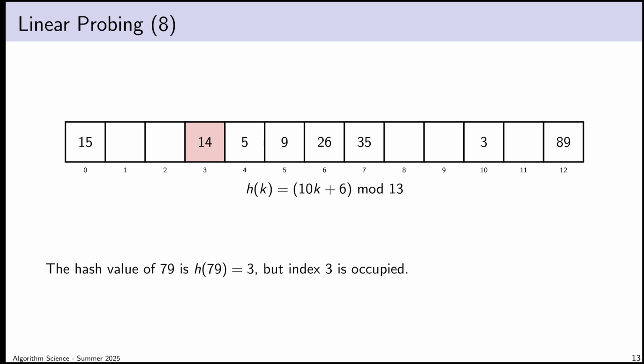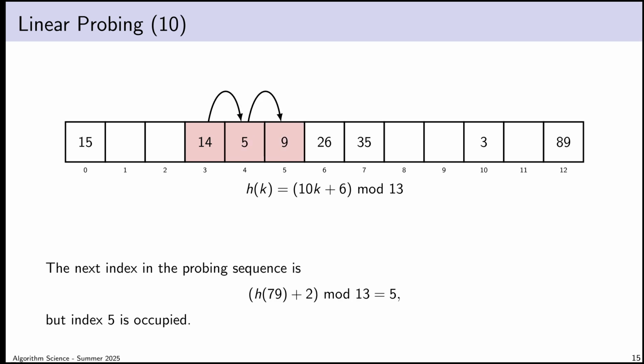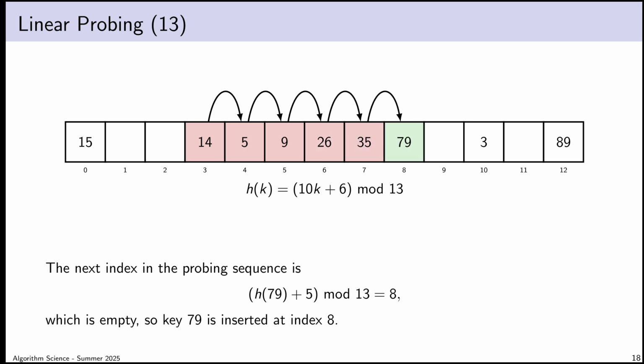We're going to run into quite a bit of trouble here. So the hash value for 79 is 3. We go looking at index 3. It's full. Okay, so we start probing successive indices. We look at index 4. Nope, nope, nope, nope. Okay, here we go. So after probing 5 different places, we end up finding an empty space at index 8, and we can insert key 79 there.